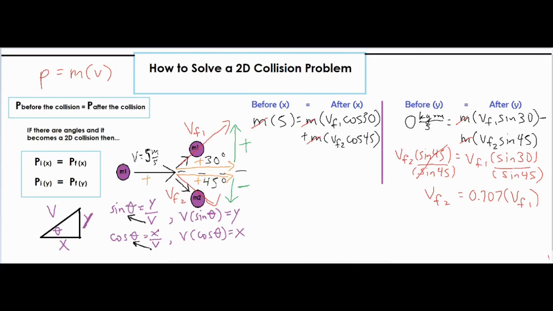Okay, so as I said, I wanted to do a system of equations so that I can solve for what I need. And what I can do is over here, I have a VF2, and I can substitute this in because VF2 equals 0.707 VF1. So I'm going to go ahead and sub this in over here and then see if I can solve for one of my unknown variables.